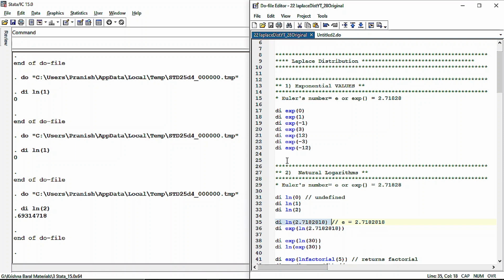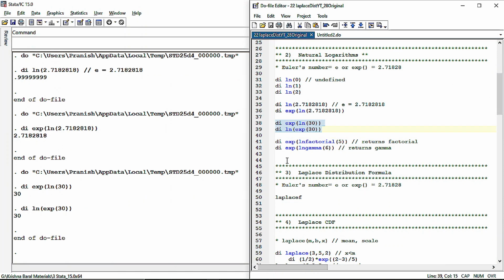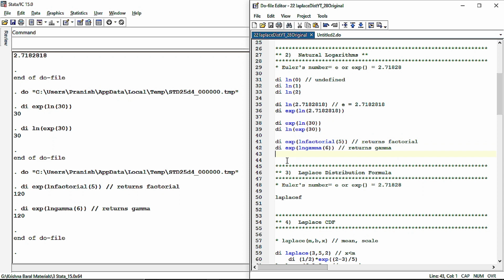It should display 1. The exponential and the natural logarithm are inverse to each other. That is why we get the same value, whatever input we have provided. Again, since the exponential and the logarithm are inverse to each other, we get the same value, and in this case we should get the values of factorial 5 and gamma 6 respectively.